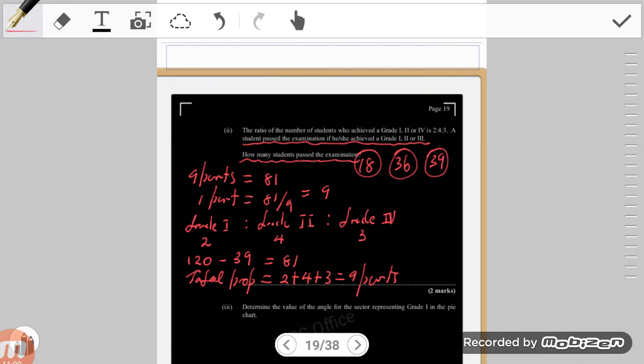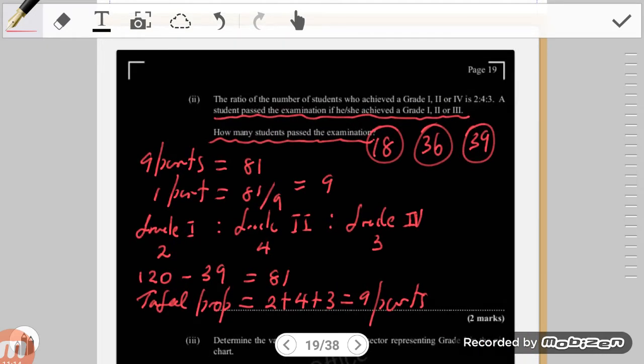So remember that what we're looking for is the number of students that passed the examination. And the students who passed would have been grades 1, 2, and 3. So if we add that total up, we should be able to get the amount of students who passed the examination, and that's equal to 93 students. I hope that wasn't a little bit too confusing for you.